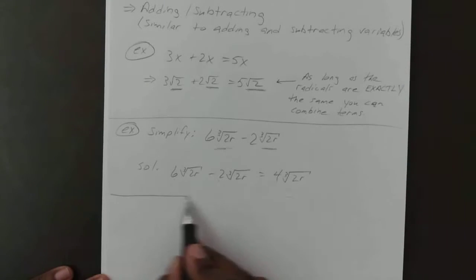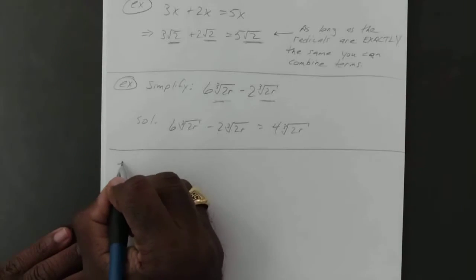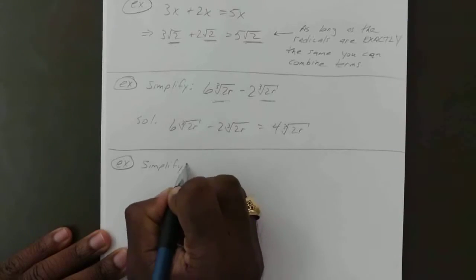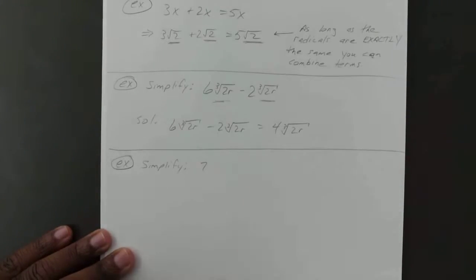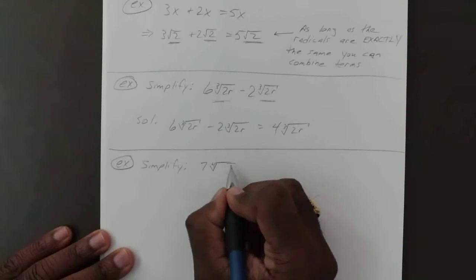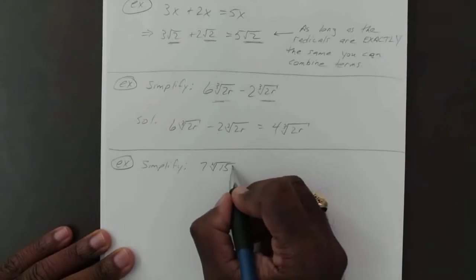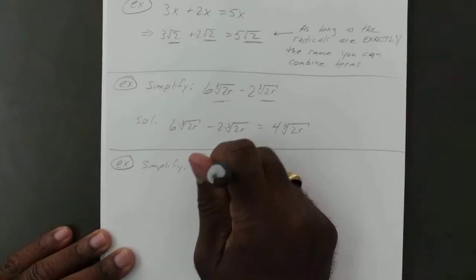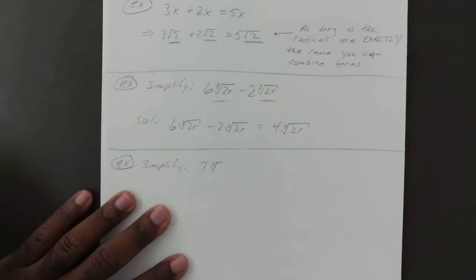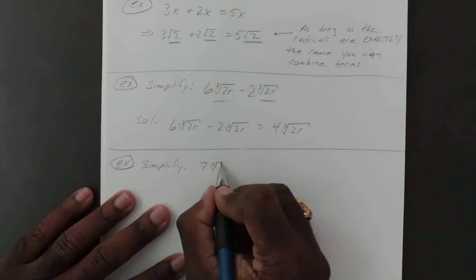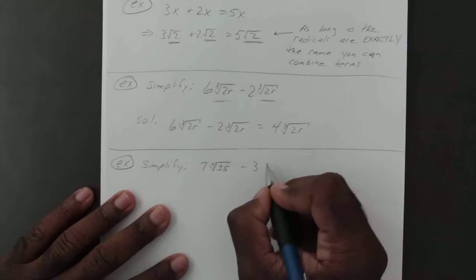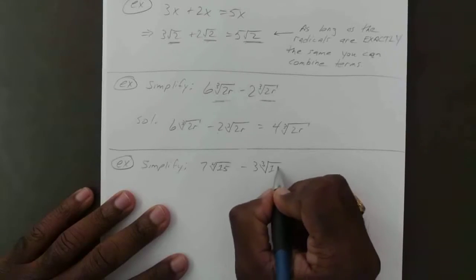All right, so let's say, for example, if you wanted to simplify 7 times the 4th root of, let's say, 15, minus, let's say, 3 times the cube root of 15.